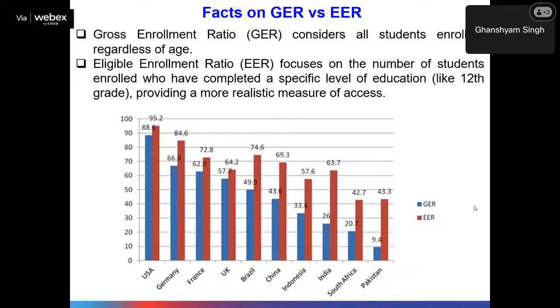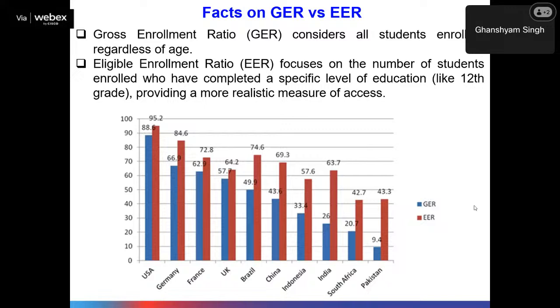GER is the gross enrollment ratio, which considers all students enrolled regardless of their age, while the eligible enrollment ratio, that is EER, focuses on the number of enrolled students who have completed a specific level of education, like 12th grade. So there is a difference between GER and EER. EER provides a more realistic measure to assess the situation.